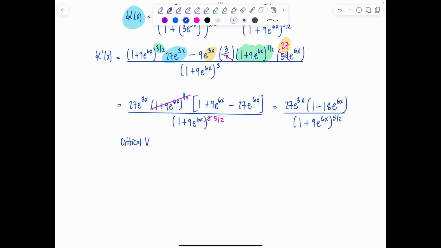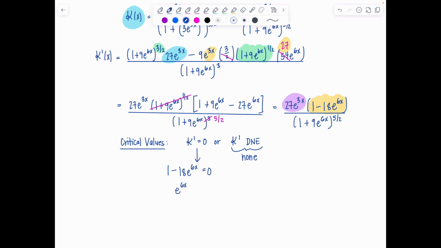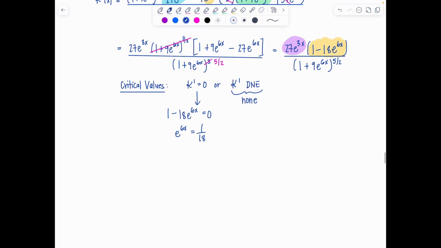So in order to see where we're going to have a max, I need to get my critical values. And that happens when the derivative is 0 or where it doesn't exist. There aren't any places where it doesn't exist because the denominator is never going to be 0. And it's not possible for 27e to the 3x to be 0. So I'm only going to look where this factor here equals 0. So kappa prime means that 1 minus 18e to the 6x is 0. That happens if e to the 6x is 1/18, which happens if x is 1/6 natural log 1/18. So there's a critical value.